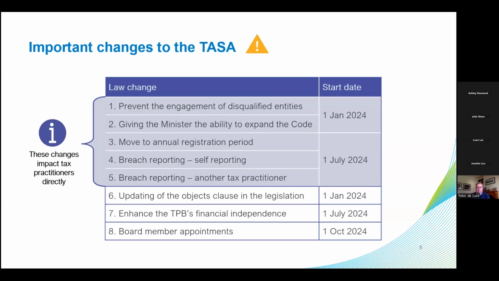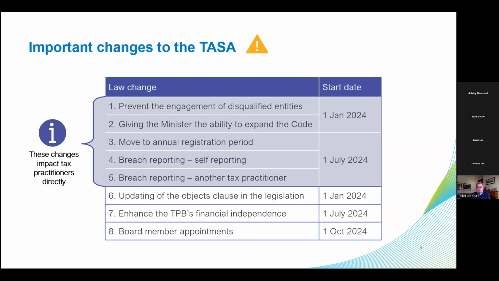There are self-reporting obligations whereby tax practitioners must notify us in writing if they have breached the code of conduct and if that breach is a significant breach. Practitioners must also report other practitioners by notifying us, the TPB, and their recognised professional association in writing if another tax practitioner has breached the code and that breach is a significant breach. A tax practitioner must notify both the TPB and professional associations in writing, and we'll talk a little bit about that later.